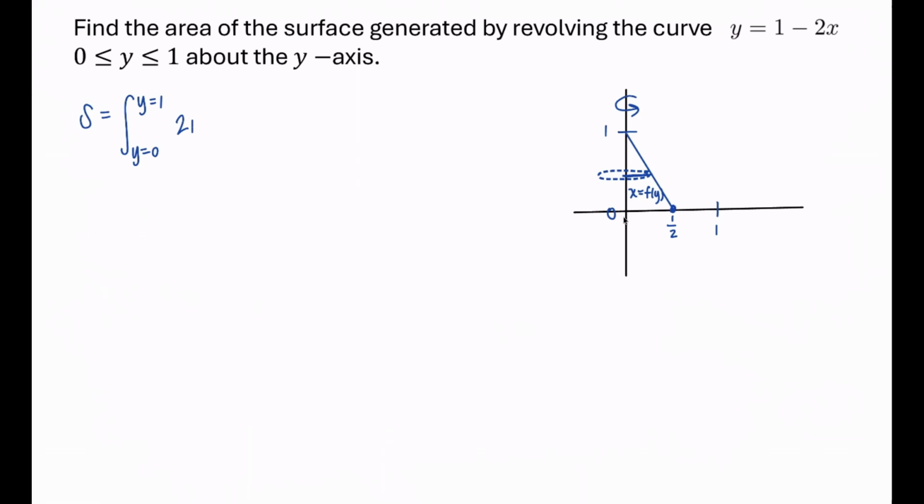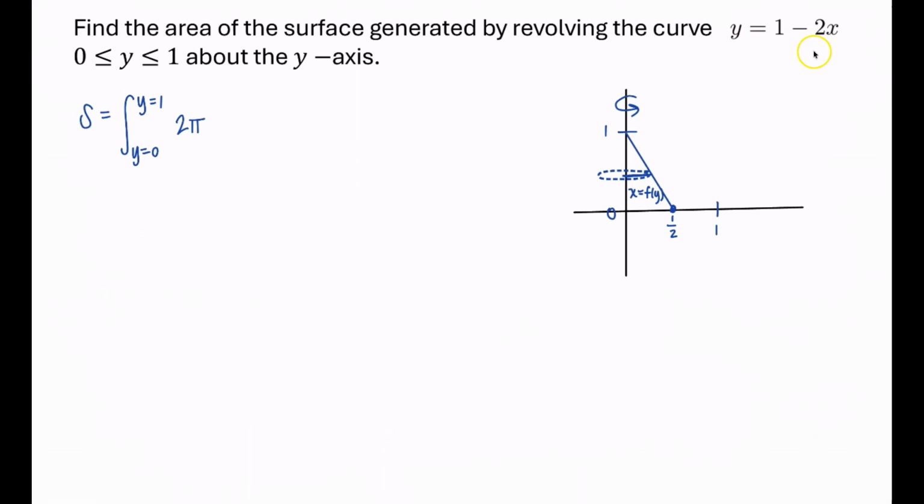And then we're going to have 2 pi. And here's where we want to be careful. It might be tempting to put a y right here because you might be thinking, okay, but I need it to all be y variables, right? But what I really want is a representation of this radius right here. So I have to actually put f of y. But again, what was I given? I was given a function of x.